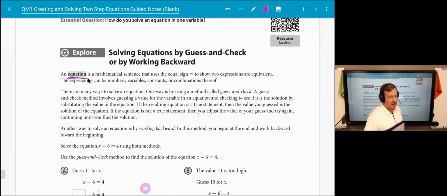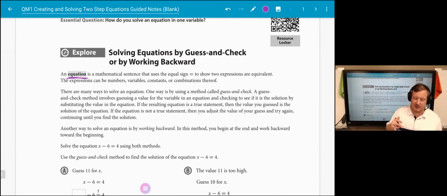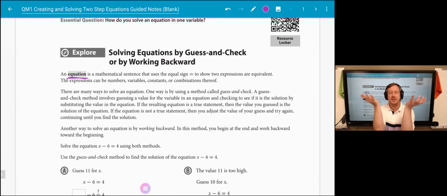What is an equation? An equation is different than an expression because it has the equal sign. What it's saying is two things are equivalent. Two things are the same. We can manipulate these things to make them work.